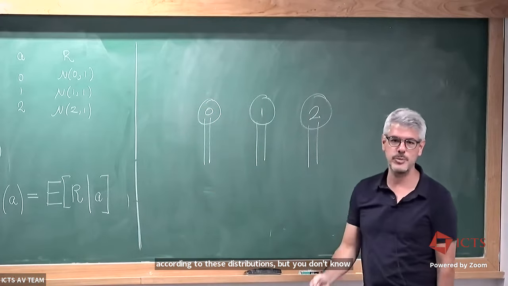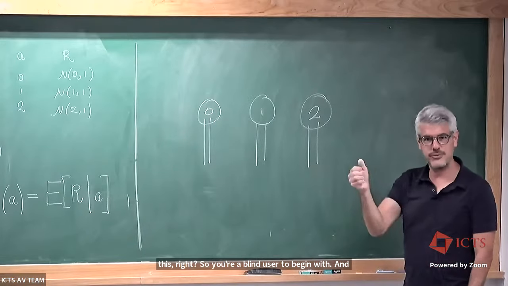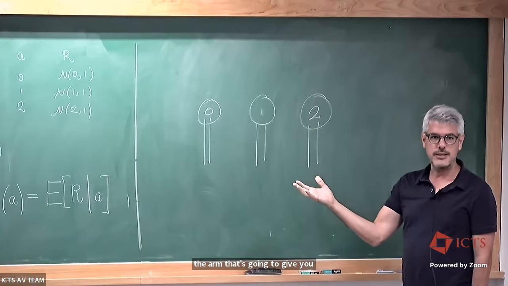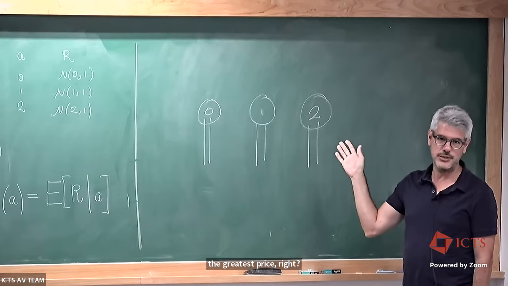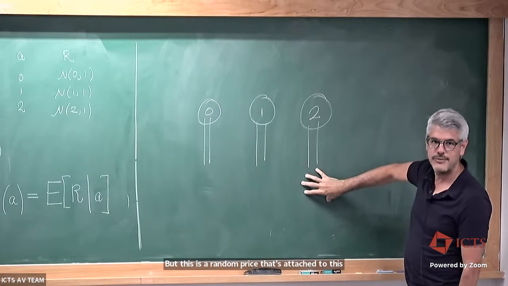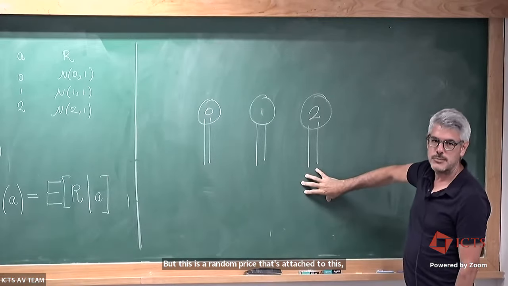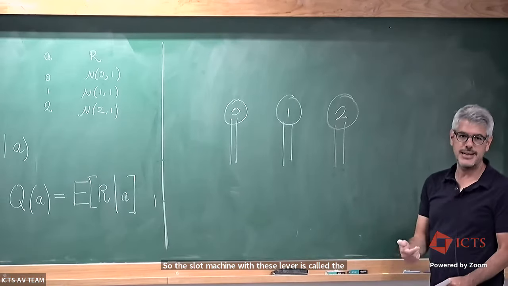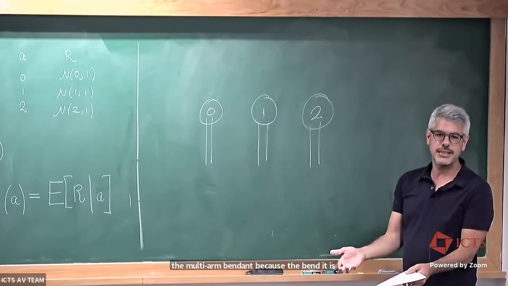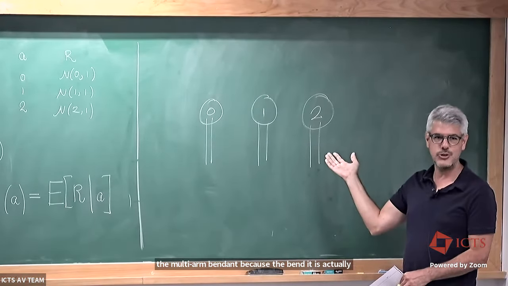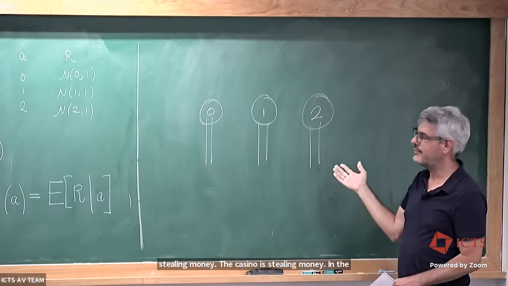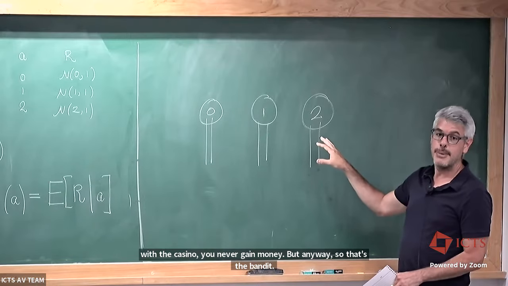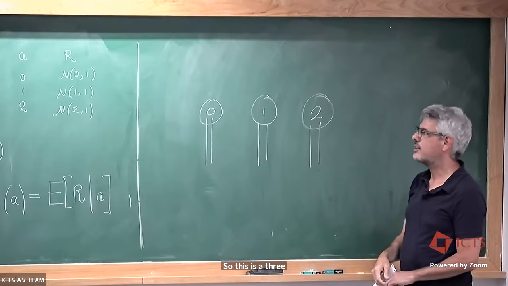So you're a blind user to begin with. And the goal, of course, is that you want to find the arm that's going to give you the greatest price, right? But this is a random price that's attached to this, right? So it's clear that the winning lever is here, right? So the slot machine with these levers is called the multi-arm bandit, because the bandit is actually stealing money. The casino is stealing money, okay? So in the way that I phrase it, you gain money, but really with the casino, you never gain money. But anyway, so that's the bandit. So this is a 3-arm bandit problem, because I have 3 selections, 3 actions.